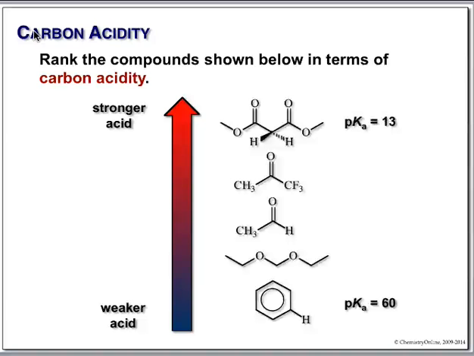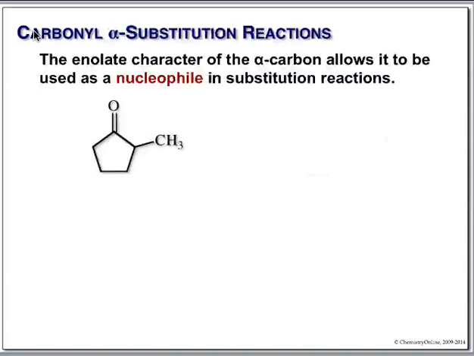Now we're going to talk about 5 or 6 basic types of reactions in this chapter. We're going to be making carbanions, mostly enolate anions, and then we're going to do things to them. An example, if we start off with methyl cyclopentanone, we could form in base an enolate anion here.